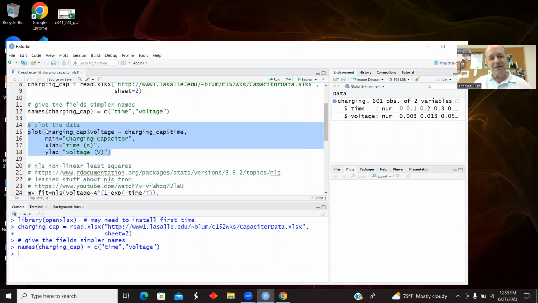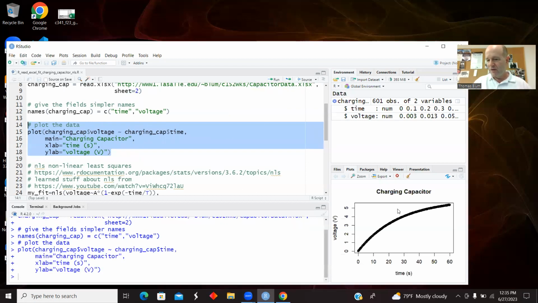Now I'm plotting it. I'm using the y tilde x approach here. You can do an x comma y approach, but I'm doing it with the tilde, so I'm doing y first, so the voltage will be on the y axis and time on the x axis. It'll have a title, charging capacitor, a label on the x axis, time in seconds, and on the y axis, voltage in V. So I'm putting the units back in on my plot. So there is what a charging capacitor looks like: the voltage across the capacitor increasing with time, but saturating to some fixed value.